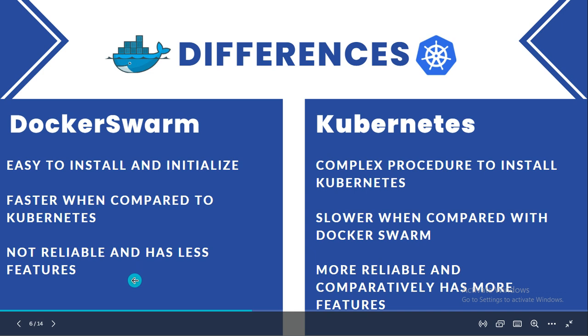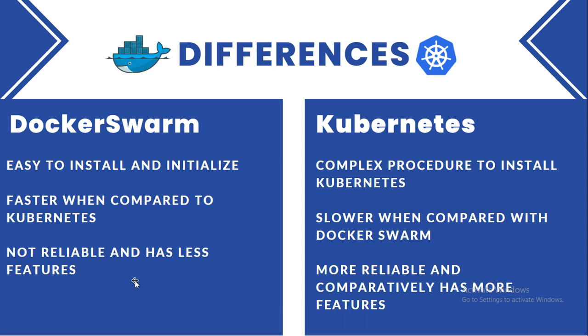The next difference is that Docker Swarm is less reliable and has fewer features. But Kubernetes is more reliable and comparatively has more features. Here we can scale up and scale down. Here also we can scale up and scale down, but we can do health checks here. We have namespaces, we have config maps, we have secrets, everything. Kubernetes has more features.